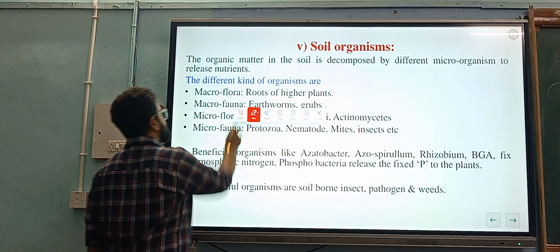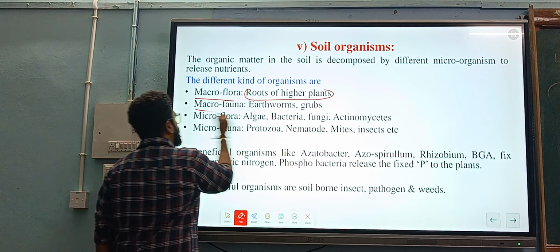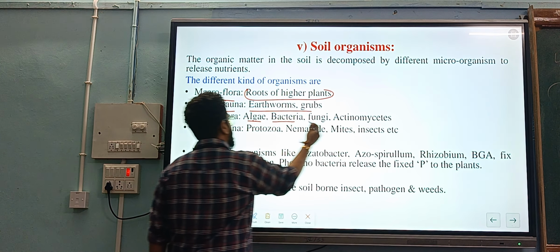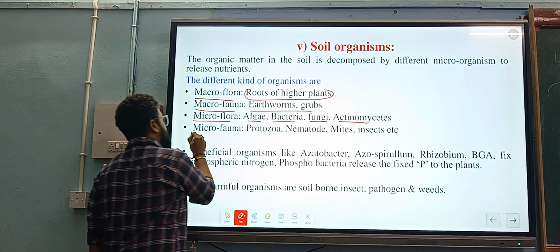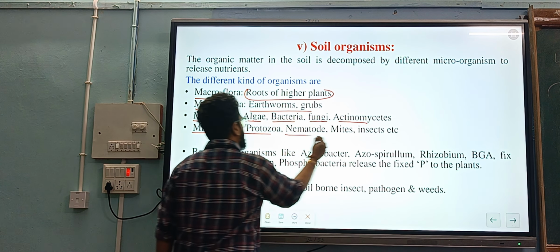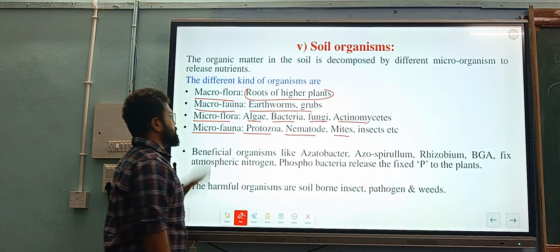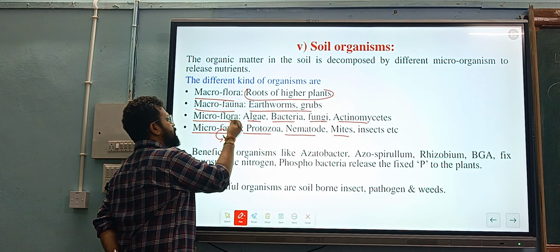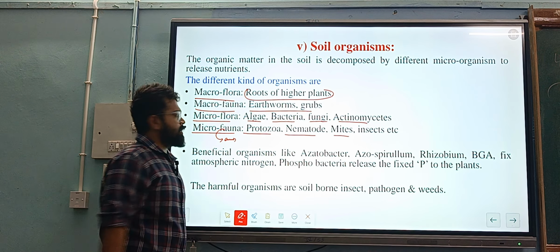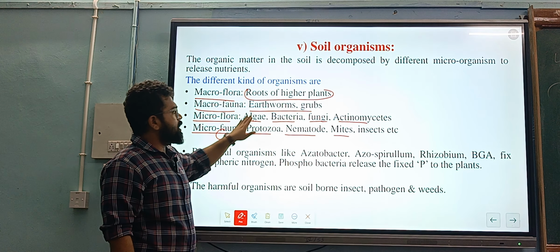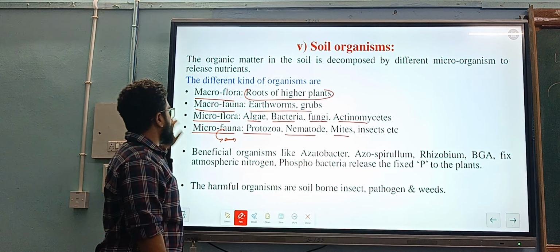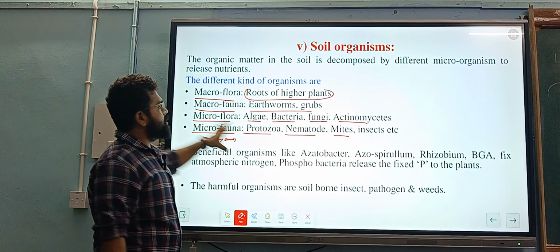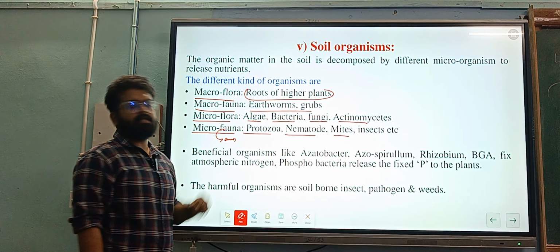Macroflora include roots of the higher plant, macrofauna are earthworms and grubs, whereas microflora are algae, bacteria, fungi, actinomycetes, and microfauna, that is protozoa, nematode, mites and insect. Fauna is just animals, in terms of micro animals, the microorganism, whereas flora is with respect to the plant kingdom. The microflora include algae, bacteria, fungi, actinomycetes. Microfauna include protozoa, nematode, insects. So these are the microorganisms which are present in the soil.